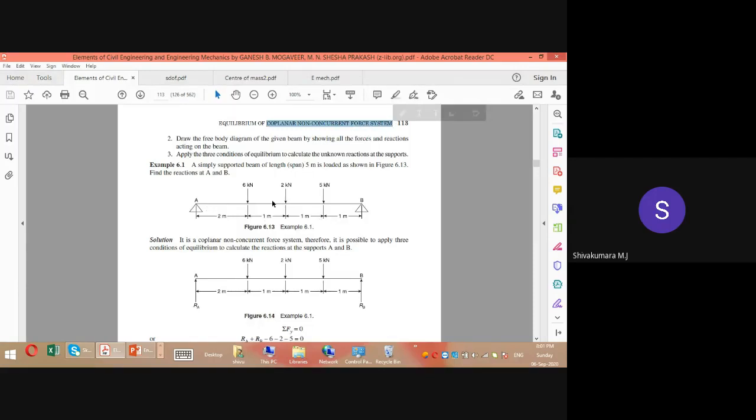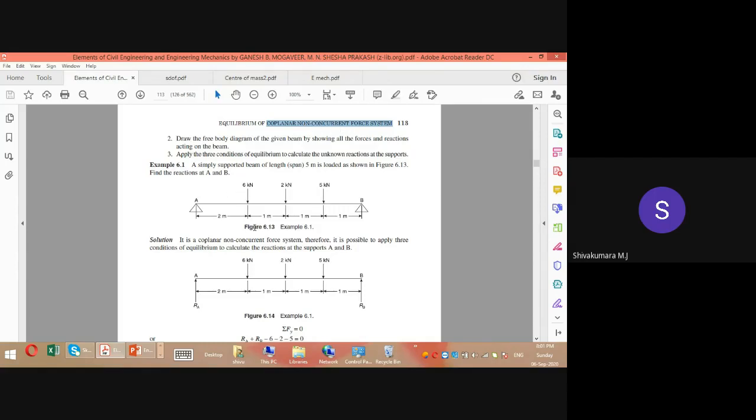They are lying in a single plane: 6 kilonewton, 2 and 5 kilonewton, support reaction at A, support reaction at B. All these reactions as well as forces are lying in a single plane, so that is coplanar, and they are not meeting at one single point, so that is non-concurrent.